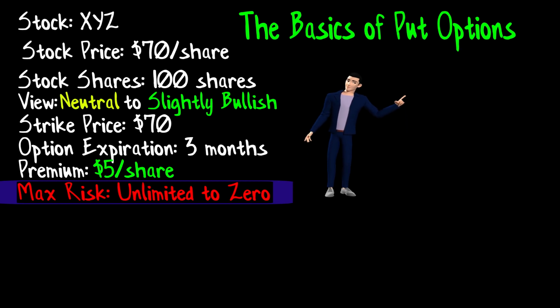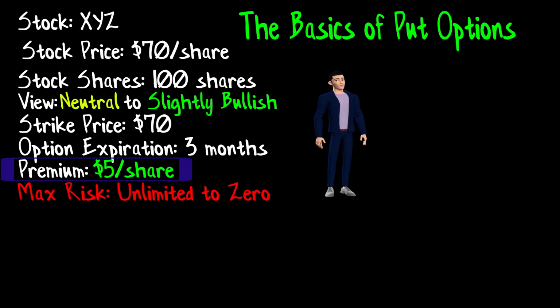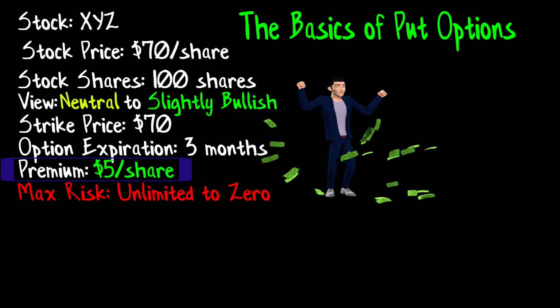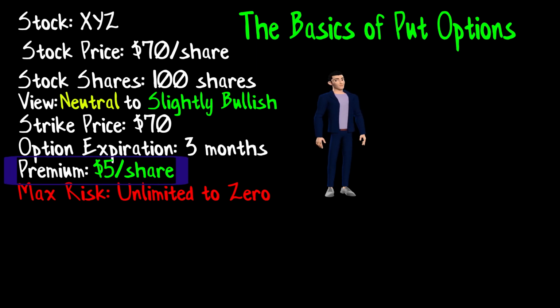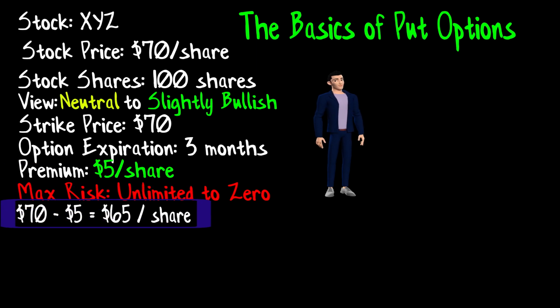Now, let's calculate our break even. Brad was paid $5 per share premium to sell the put option. Yes, you heard that right. He was paid money to enter the trade. How cool is that? So, Brad has to buy the shares at $70 from the buyer, but he got paid a $5 premium per share. So his break even is $70 minus $5, which equals $65 per share.